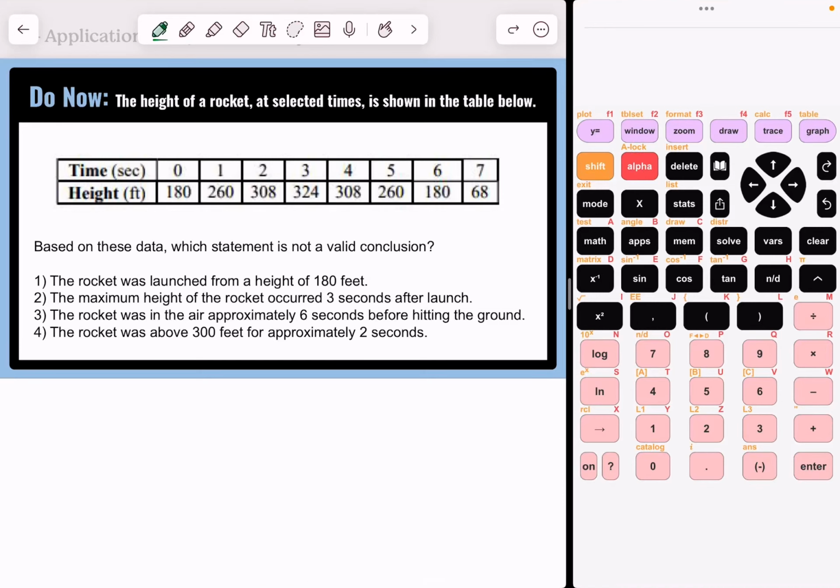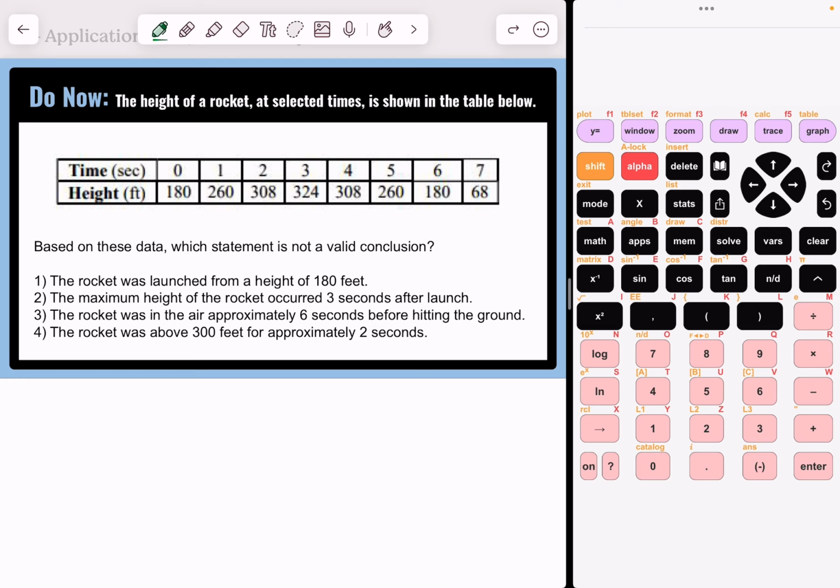Alrighty, we are going to do the last lesson in this quadratics unit. This lesson is a continuation on applications of quadratics. We're not going to be doing multiple choice questions today, but instead we're going to be doing long response questions. Let's do this do now.